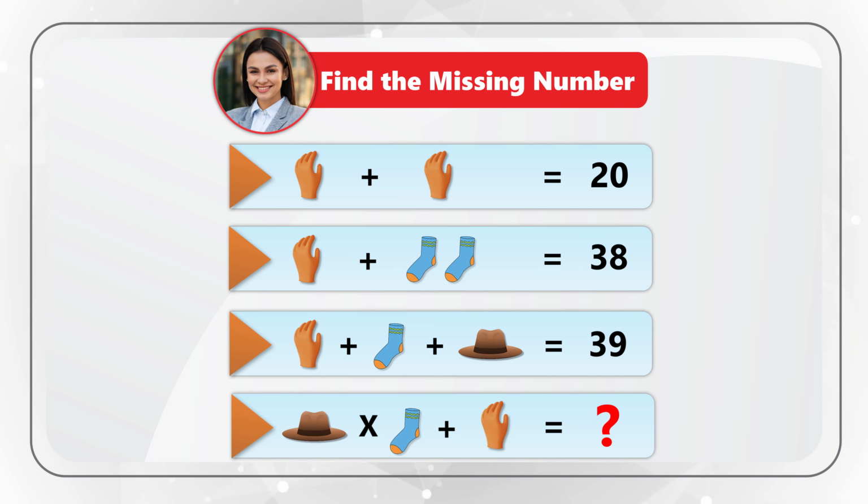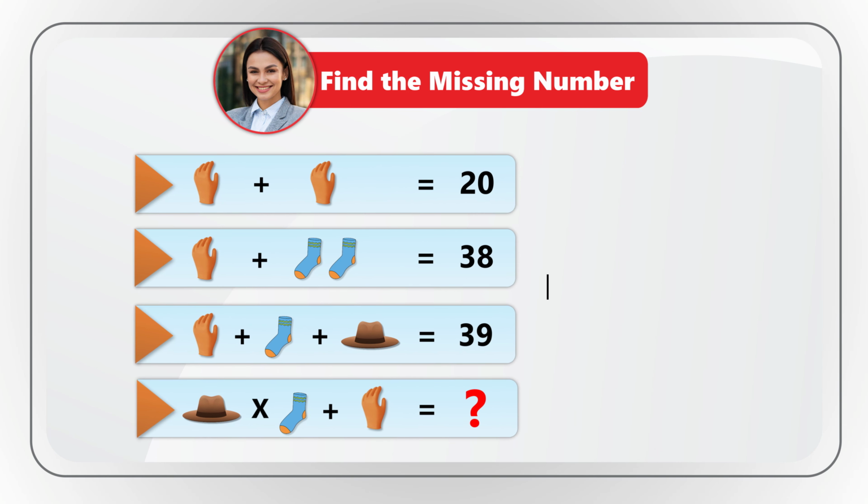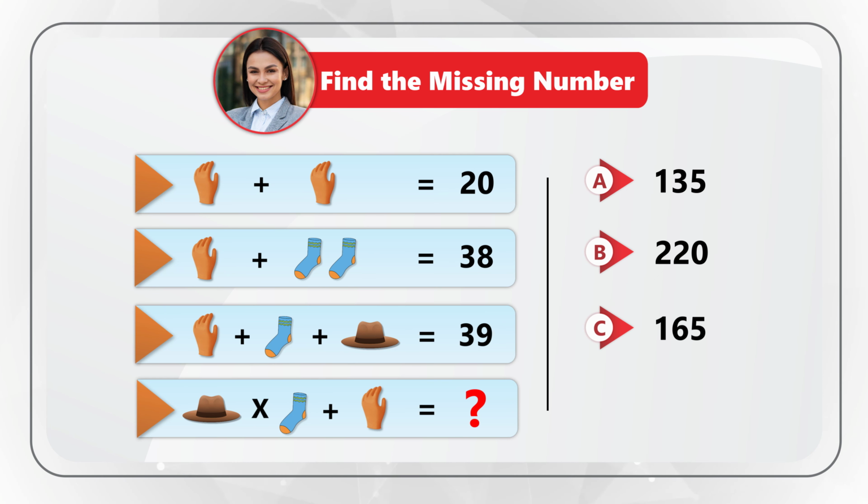You need to calculate and select out of 4 different choices. Choice A, 135. Choice B, 220. Choice C, 165. And choice D, 360. Do you know the answer?